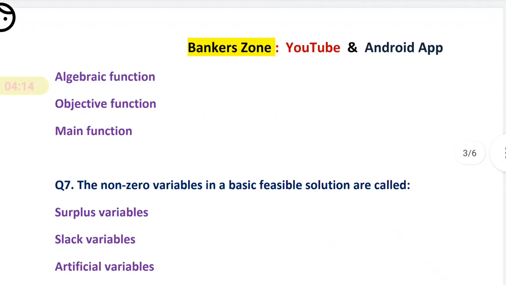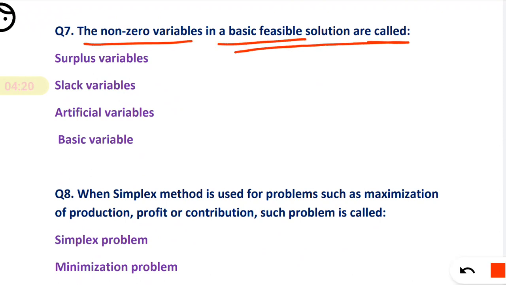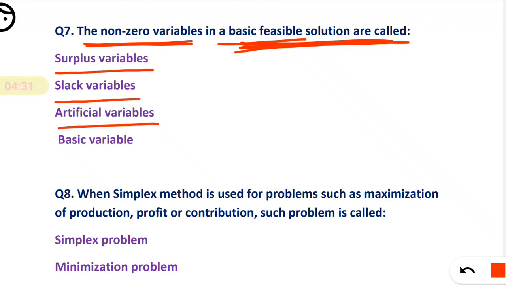Question number 7. The non-zero variables in a basic feasible solution are called: surplus variable, slack variable, artificial variable, or basic variable. So friends, the non-zero variables in a basic feasible solution are called the basic variables.